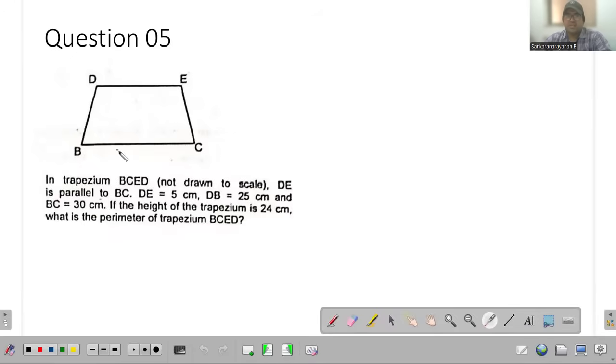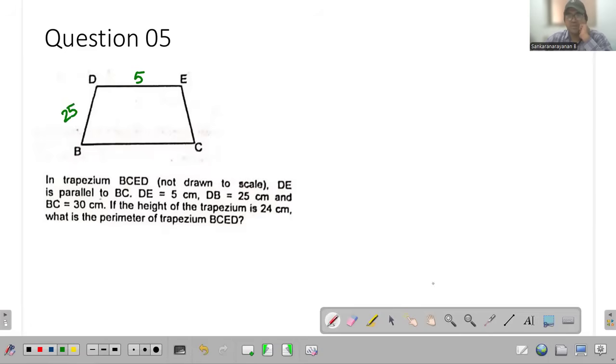Students, take a look at the next question. It is given in the trapezium BCED, which is not drawn to scale. So they have taken the caveat here. This diagram, what you see here, is not drawn to scale. They say that DE is parallel to BC. DE and BC are parallel to each other. They say DE is equal to 5 centimeters. So please observe here, this DE, 5 centimeters. DB is equal to 25 centimeters. So DB, this is 25 centimeters.